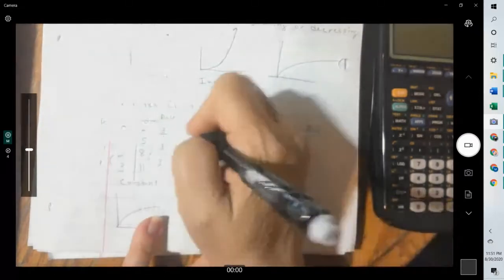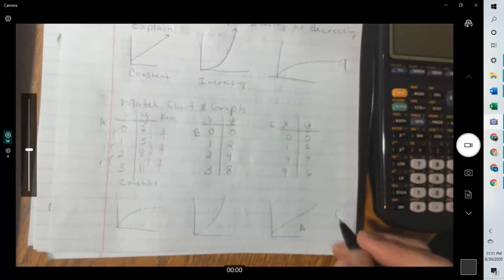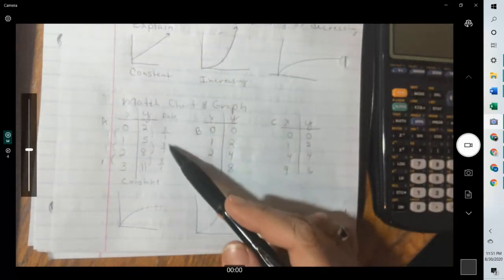And the slope is 3. So this would be the straight line. Call this A. So this will be A. Because it stays constant, that would be a straight line. And if we needed the slope, it would be 3. This would be linear because these are all the same.